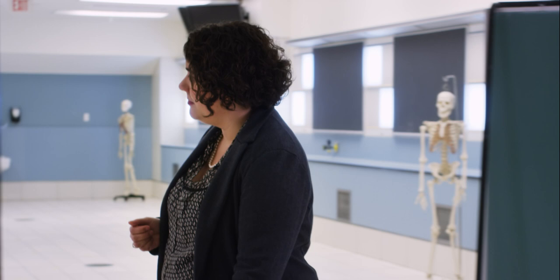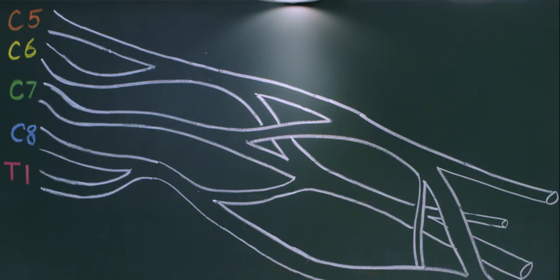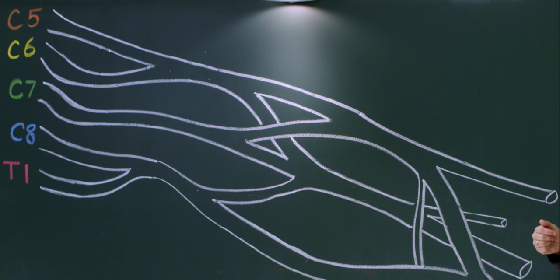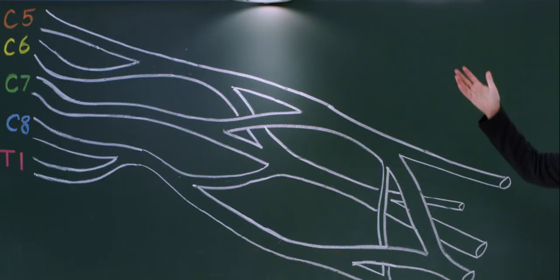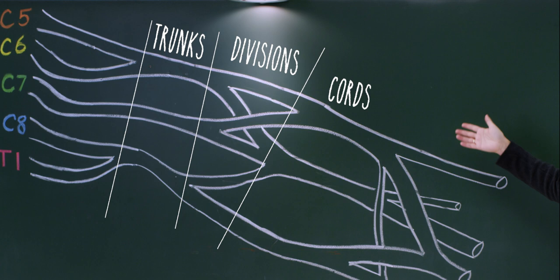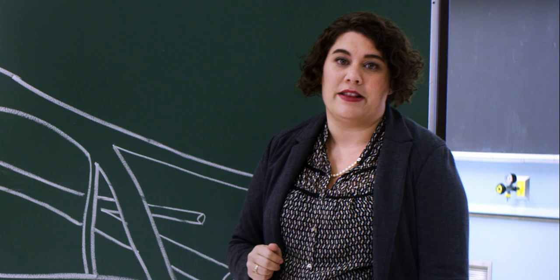Here we have spinal nerves C5 to T1 emerging from the spinal cord. The anterior rami of these spinal nerves, or roots, will form the brachial plexus. We will now recombine these roots into trunks, divisions, cords, and finally peripheral nerve branches. Let's do this step by step in this diagram.